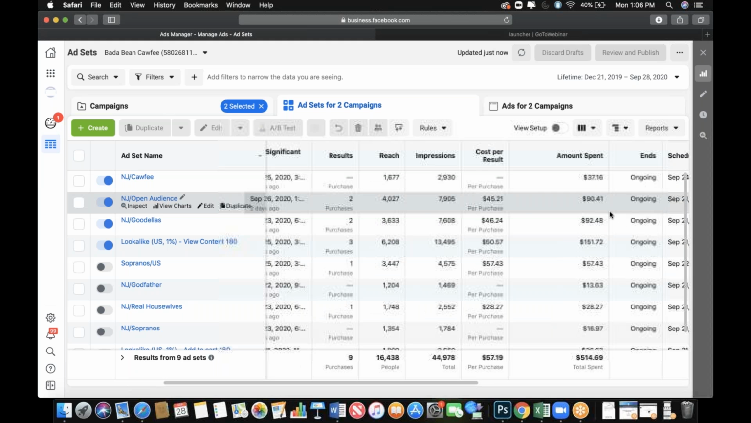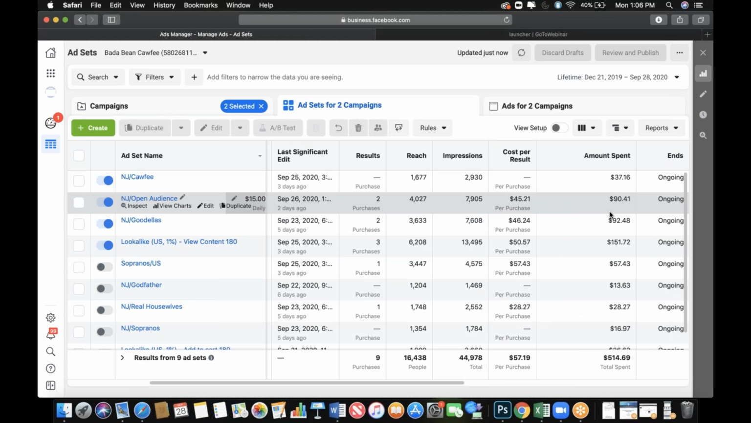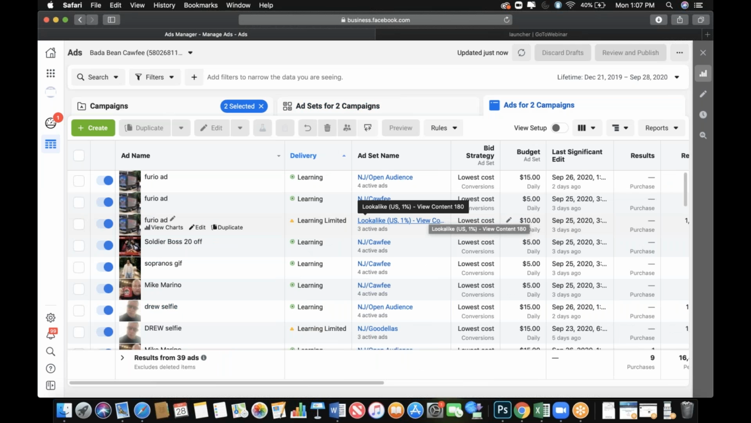I scaled back a little bit because we were spending a lot and not getting anything. Are you required to only target New Jersey? No, but I remember when we got on the first call, you said to do that because the majority of the buyers are from New Jersey. Yeah, they were. But that's clearly not working here.